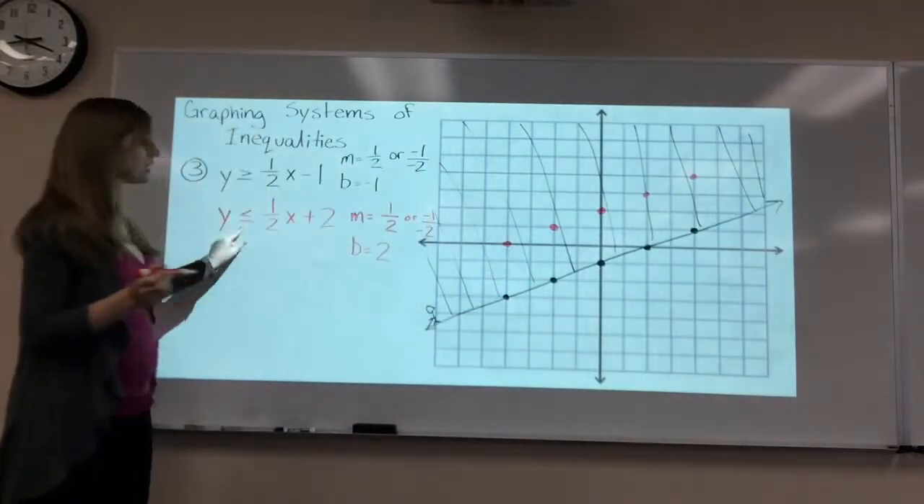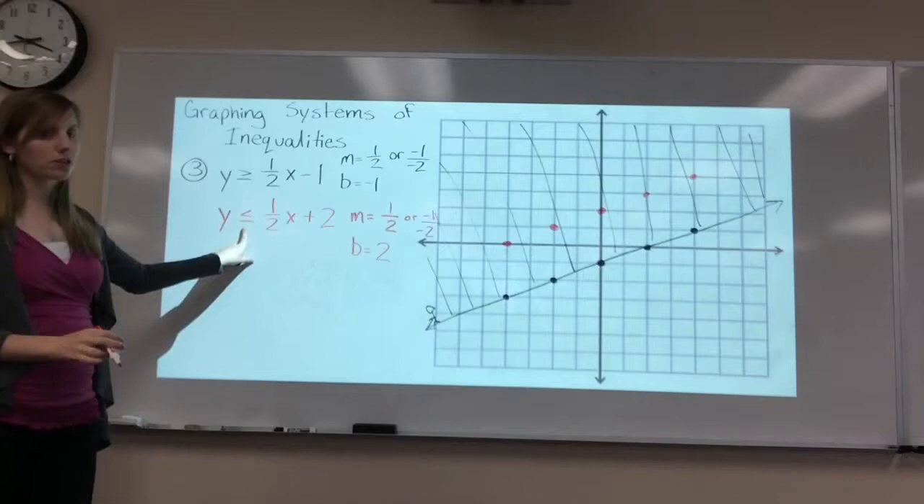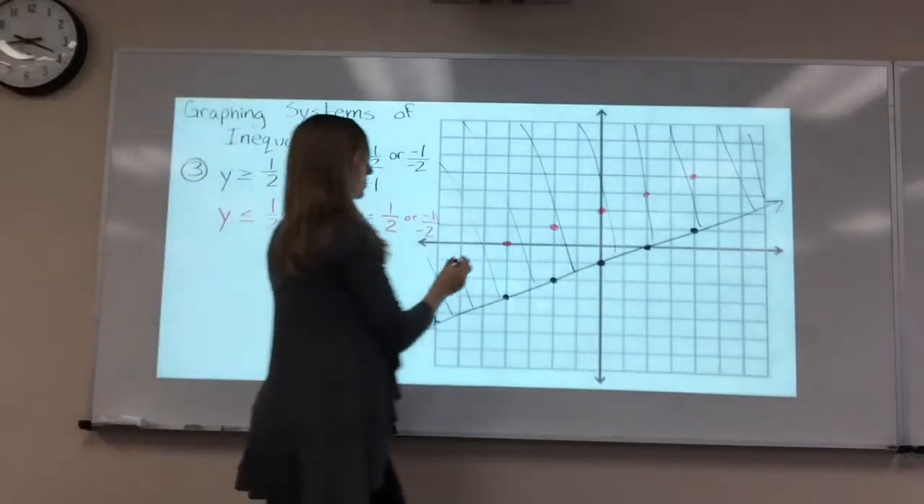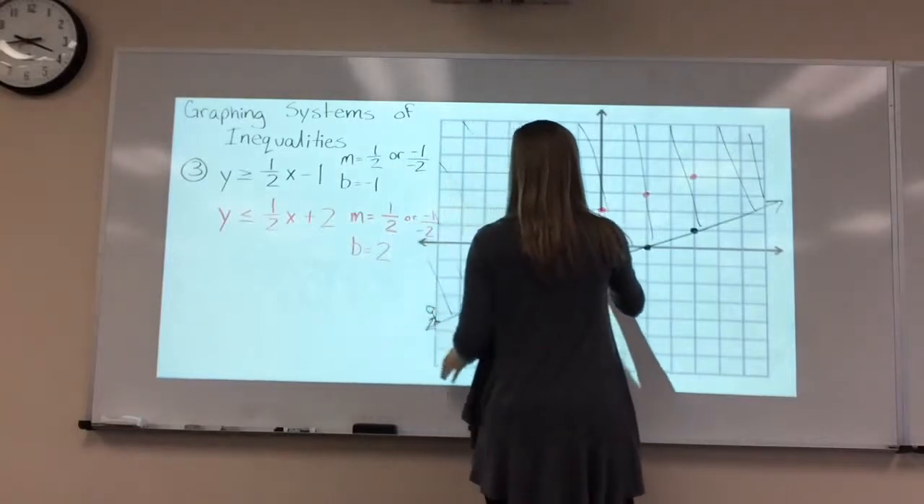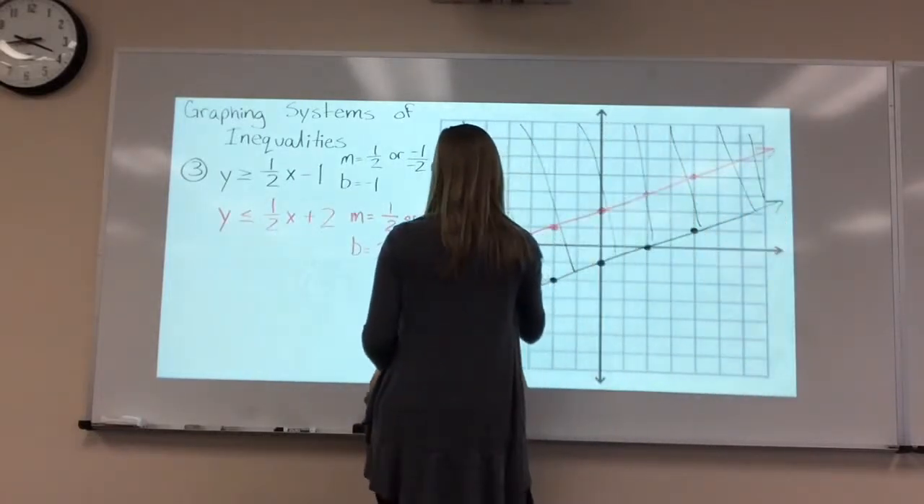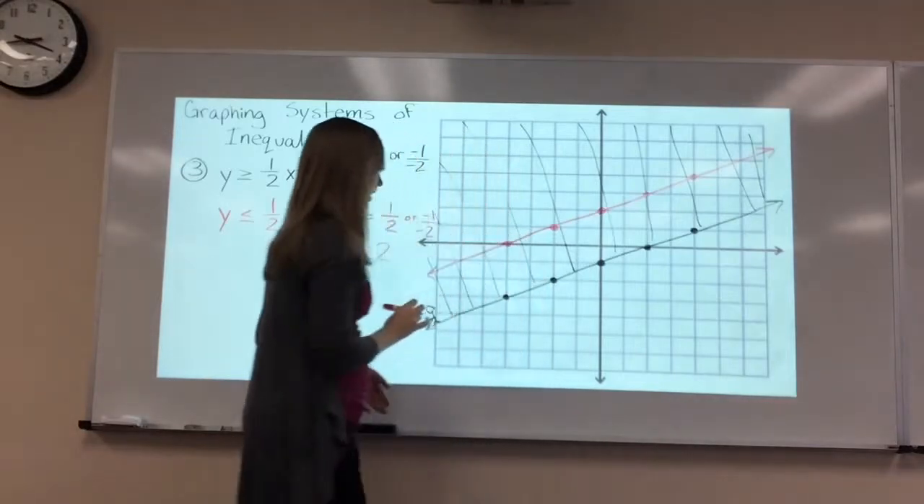Now, my inequality sign has the equal to bar, so that means my line should be solid. So I'm going to go ahead and connect all of my points with a solid line. There we go, for the second inequality.